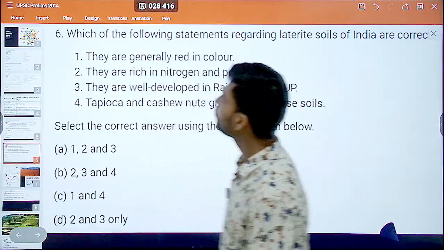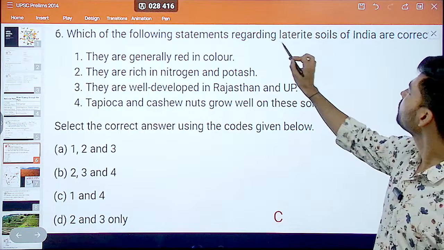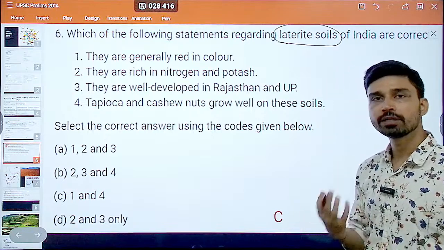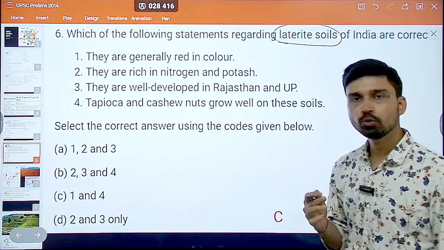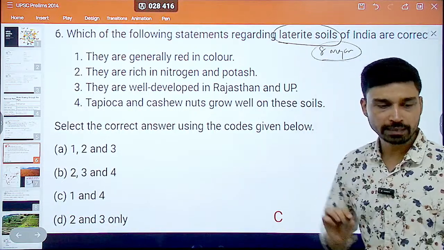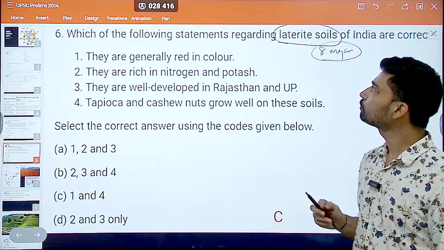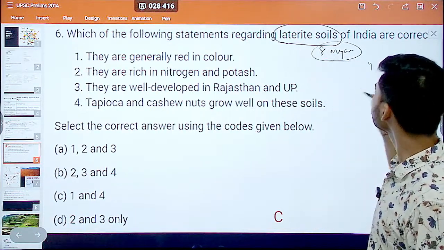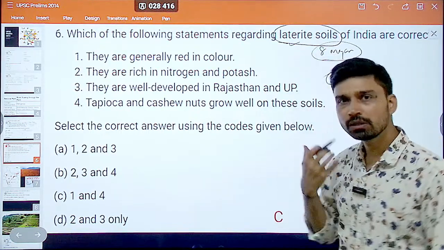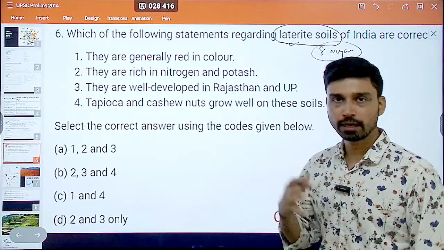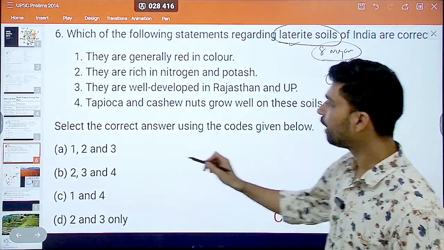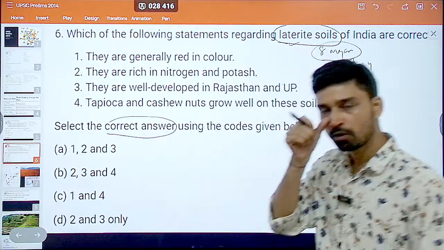Moving forward, the next question has been asked about soil, a very important topic from the prelims perspective that you have to study in geography. In total, we know that in India we find 8 major types of soil, and out of these 8 types, 4 soils are considered as the minor soil group and 4 soils are considered as the major soil group. And laterite soil comes under one of the major soil groups of India, along with alluvial soil, black soil, and red soil. So, the characteristics of these soils are given, and you have been asked to choose the correct option or the correct characteristics here.